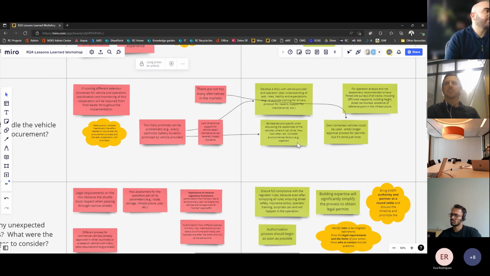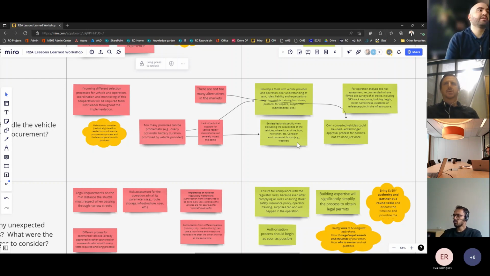And some partners also found that there were not too many alternatives in the market to find suitable shuttles. That depends on which country you're located in, but given the volume of pilots that are currently being led, we found that there's also low availability from some vehicle providers, and that can really challenge the work plan of a project. So this is something that should be taken into account as early as possible.